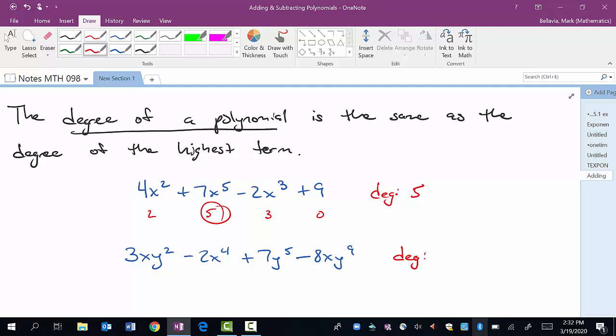So for the first term, the 3xy squared, the degree of this term, be very careful. The power on the y is 2. The power on the x, though, is 1. So the degree of this term, remember you add them together, 1 plus 2. The degree here would be 3. For the second term, the negative 2x to the fourth, the degree here is just the power on the x because there's only one variable, so that'd be 4. For the next term, 7y to the fifth, the degree would be 5 because it's the highest power you have. And for 8x y to the ninth, again, remember this x really has a power of 1 on there. When you have more than one variable, you add the powers, so this will be a degree of 10. So the highest value I see on that list is 10, so the degree would be 10 for that polynomial.